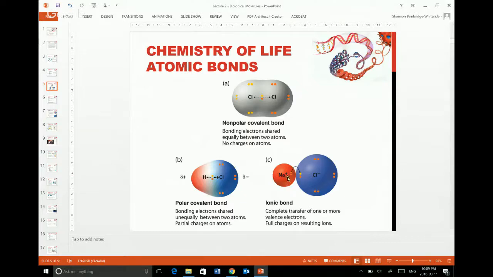And now what you end up getting is actually two ions. You have the sodium ion and the chloride ion, who obviously are still attracted to each other in the form of an ionic bond.